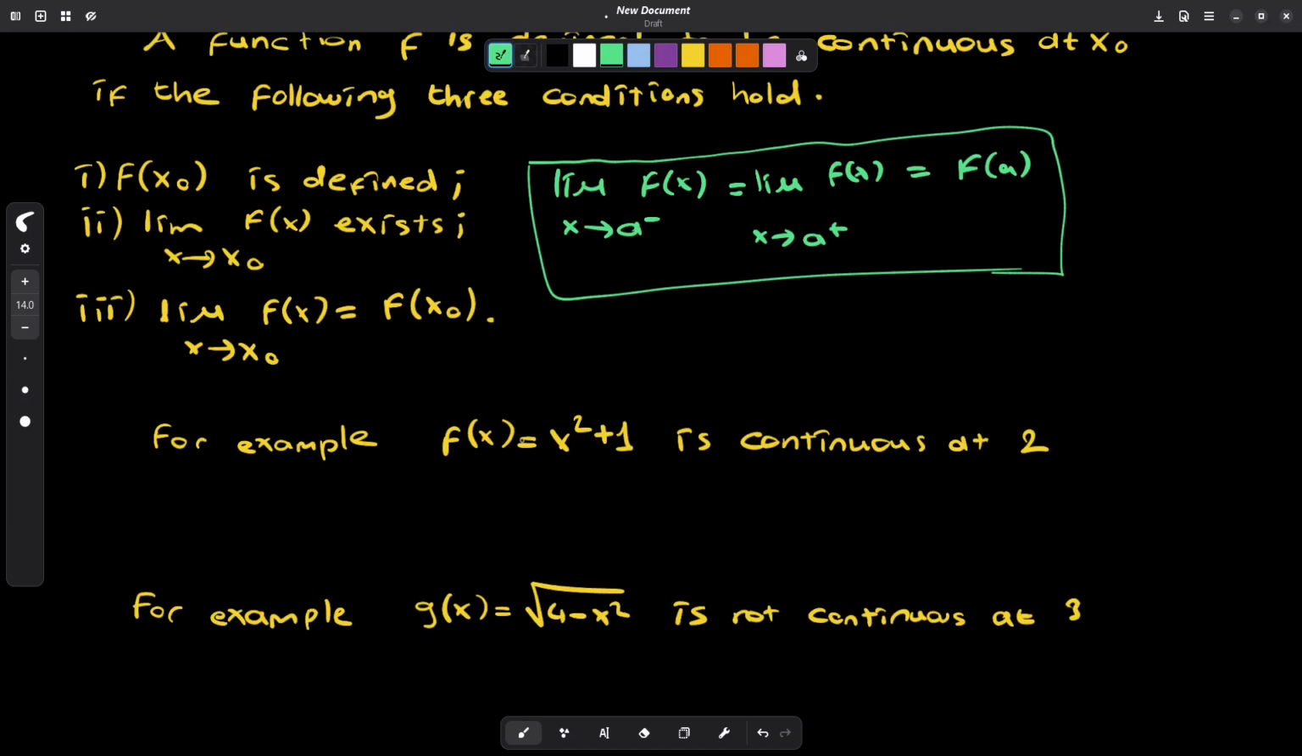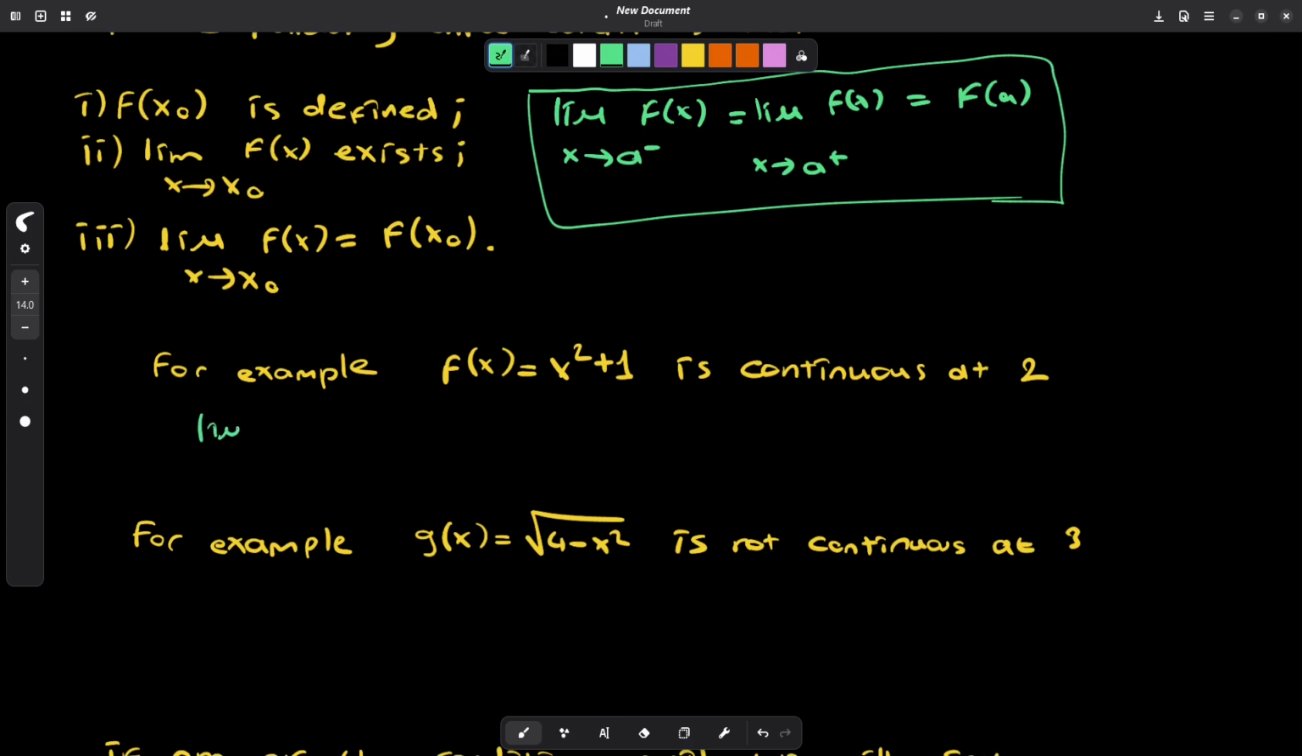For example, f(x) equals x squared plus 1 is continuous at 2. Why? Because when I try to check the limit of x squared plus 1, I can just plug this in, right? So 2 squared plus 1 is 5. And f(2), which is also 2 squared plus 1, is also 5. So therefore, these are equal, and I can say my function at 2 is continuous.